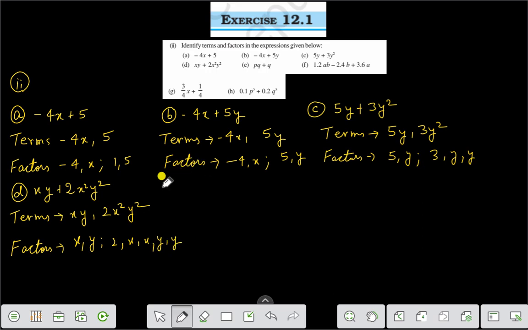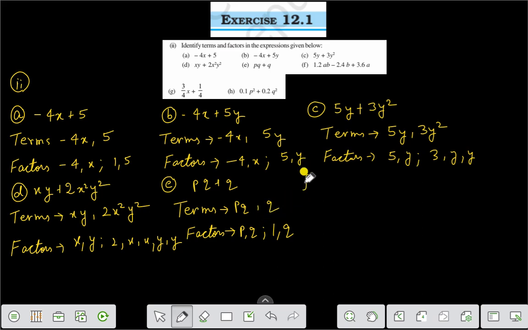Now question number E is PQ plus Q. The various terms are PQ and Q. One term is PQ and another term is Q. The factors can be written as, for PQ, P and Q. And for Q, it is 1 into Q, or 1 and Q. These are the factors of question number E.